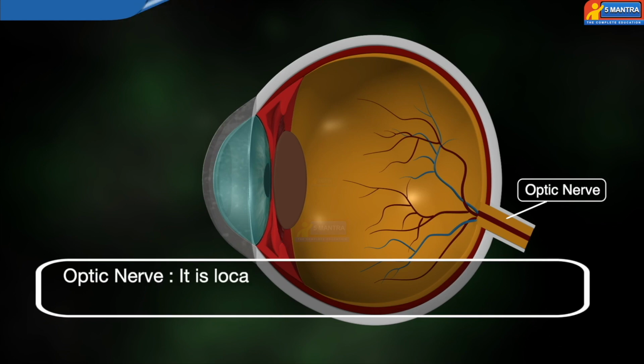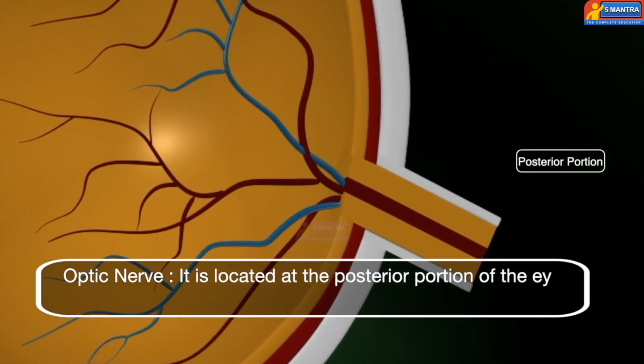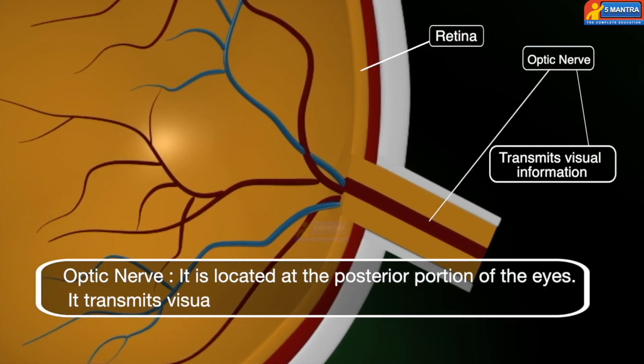Optic nerve. It is located at the posterior portion of the eyes. It transmits visual information from the retina to the brain.